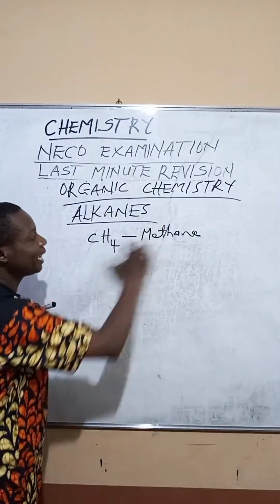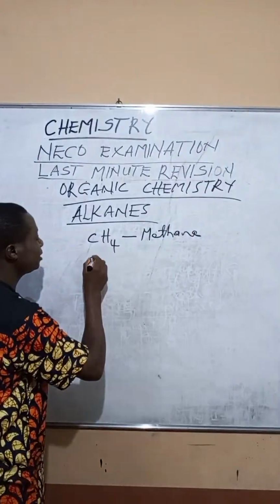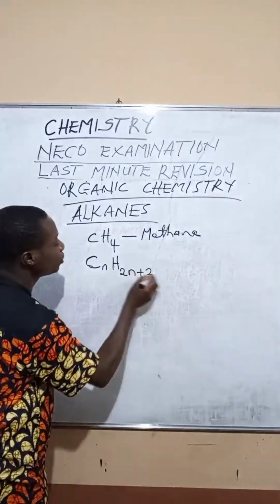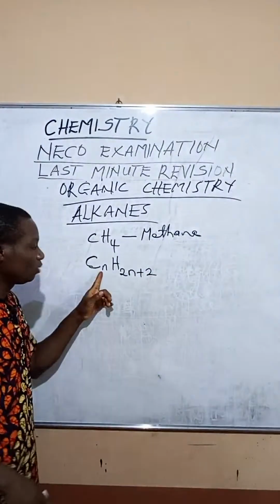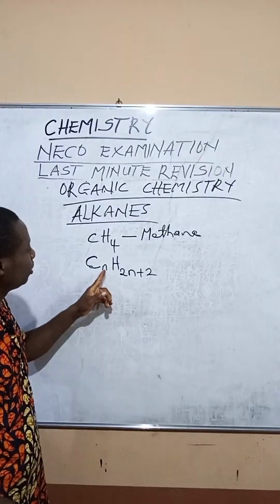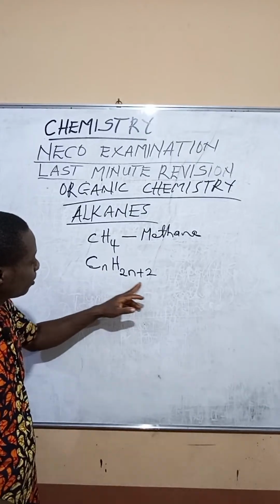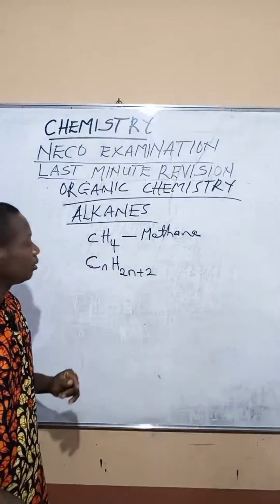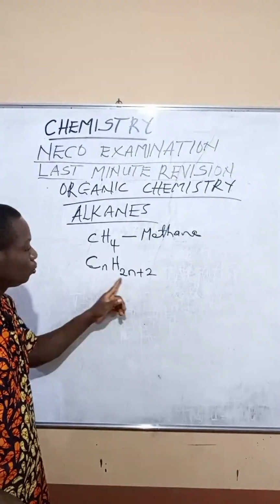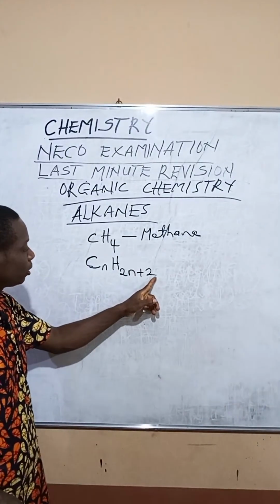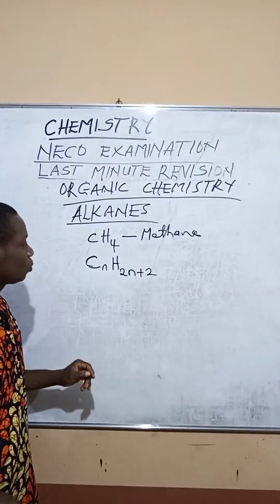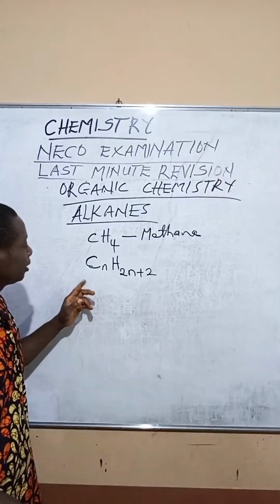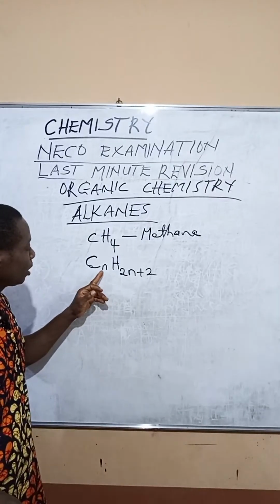The general formula for alkanes is CnH2n+2. You can see it. So when you add one here, this becomes 4, right? 2 times 1 is 2, plus 2, that's 4. When you add 2 here, 2 times 2 is 4, plus this 2, that is 6. Okay, just know that this is the formula.